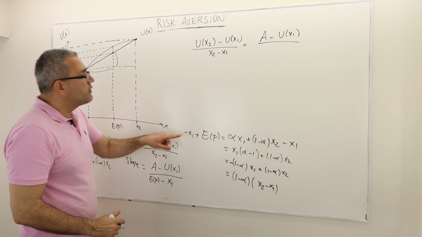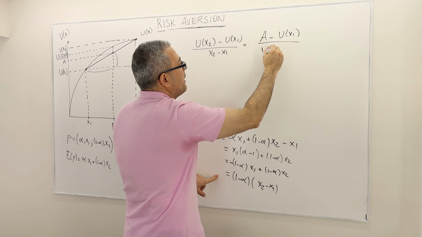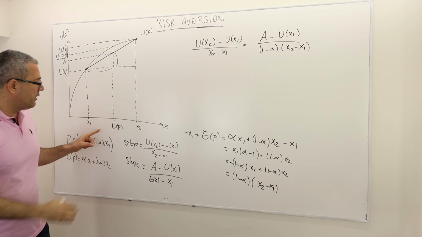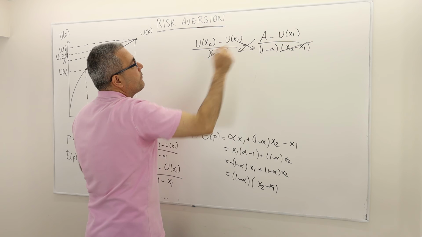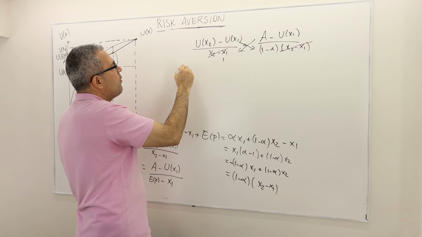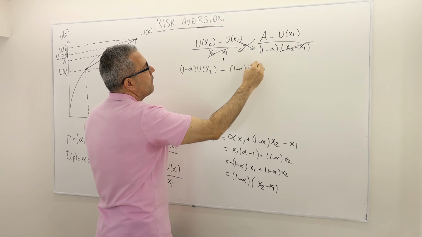All right? So whenever I see EP minus X1, I'm going to write 1 minus alpha times X2 minus X1. Remember, X2 and X1 are two different prizes, so the difference is not equal to zero, and they can cancel out. It's not going to change the equality. So what do I have? Do the cross product. I have 1 minus alpha U of X2 minus 1 minus alpha U of X1 equals A minus U of X1.